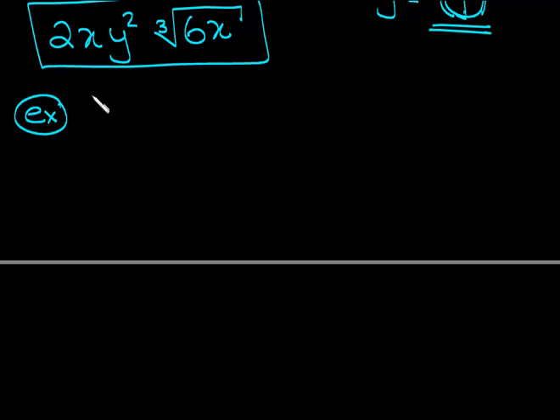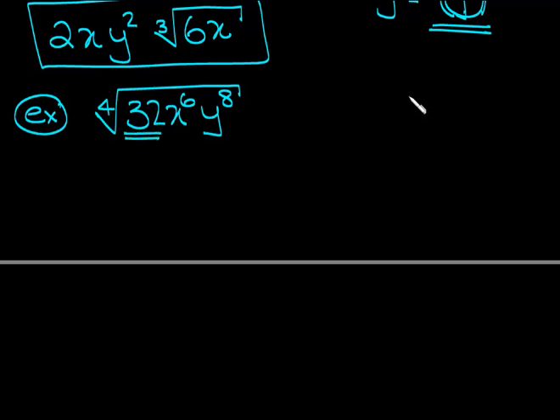So let's say I have the fourth root of 32 times x to the 6th times y to the 8. Let's take a look at that. Now, is 32 a perfect fourth power? That means, can I take some number to the fourth power and get 32? And the answer is no.